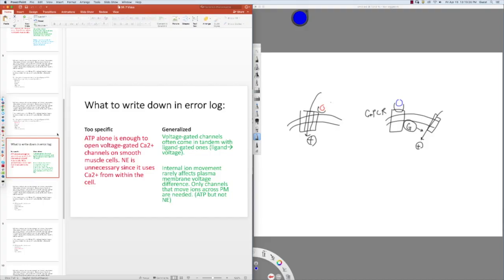Now, the second principle, which is more relevant to this specific question, is that internal ion movement rarely affects the plasma membrane voltage difference. Internal ion movement, such as movement across the ER instead of the PM, doesn't affect the plasma membrane voltage difference. And so only channels that move ions across the PM are needed to open voltage-gated plasma membrane embedded channels. And that's why the ATP receptor does that. So that's the only one you need to open these voltage-gated channels, and not the norepinephrine receptor, because that only causes internal ion movement within the cell.